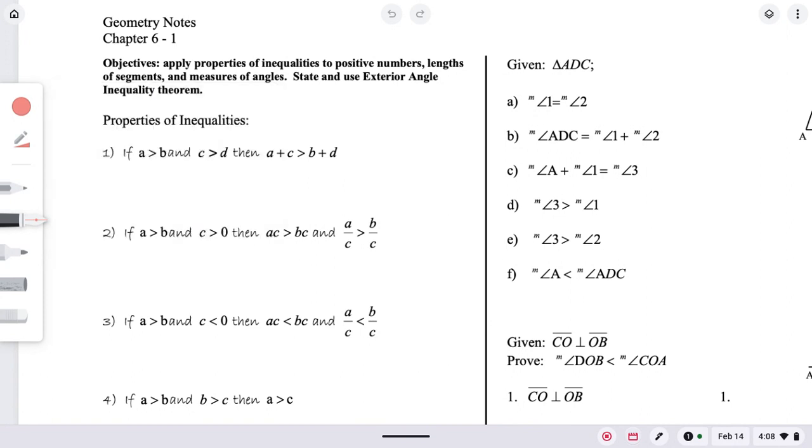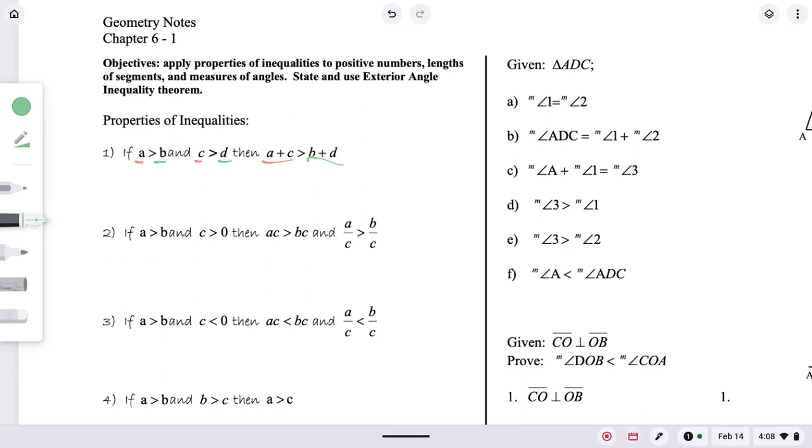So 1: if A is greater than B and C is greater than D, then A plus C is greater than B plus D. Essentially, if I add the two bigger things, that total is going to be bigger than the two smaller things combined. It should intuitively make sense. When I add the two smaller things together, I get a smaller chunk than when I add the two bigger things together.